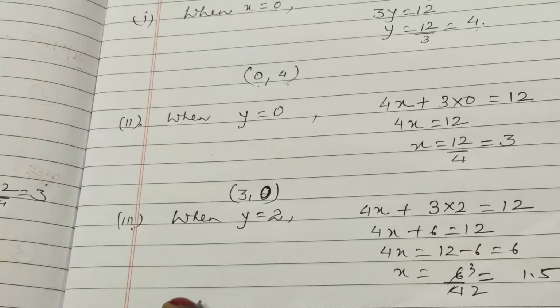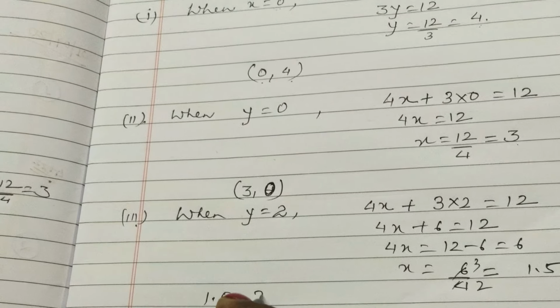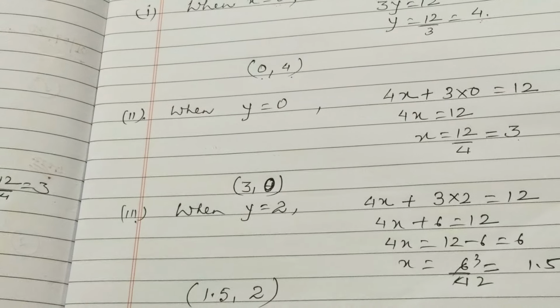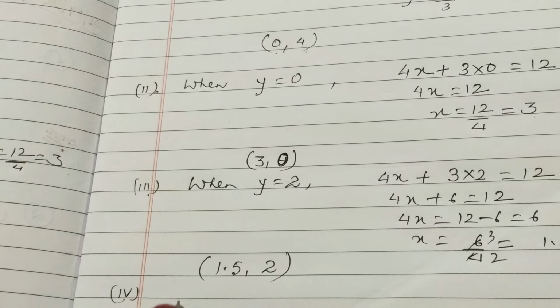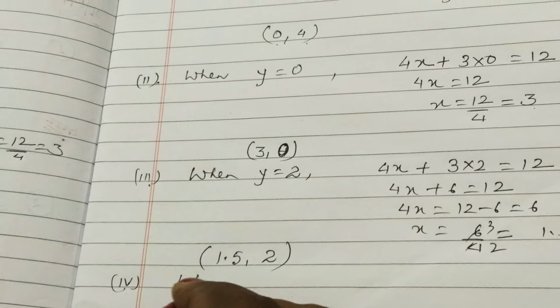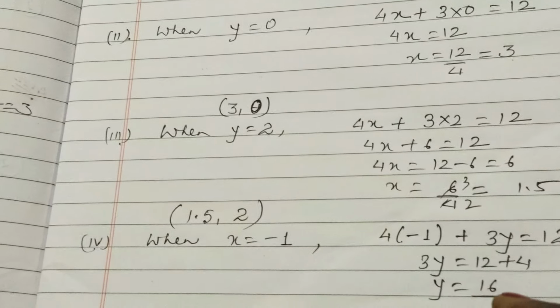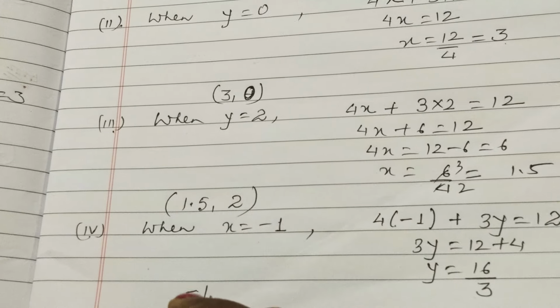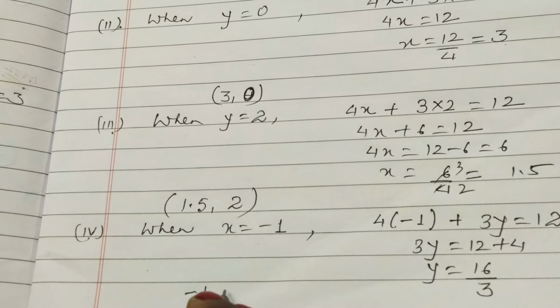So what solution am I getting here? 1.5, and the value of y is 2. Now let us take another one. You can take whatever value you want, positive or negative. So I am taking x = -1. Now let us put the values. In place of x I am putting -1: -4 + 3y = 12, or 3y = 12 + 4, or y = 16/3. So the solution I am getting is (-1, 16/3).